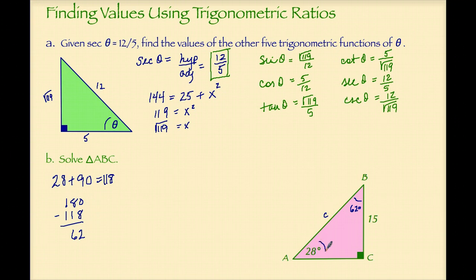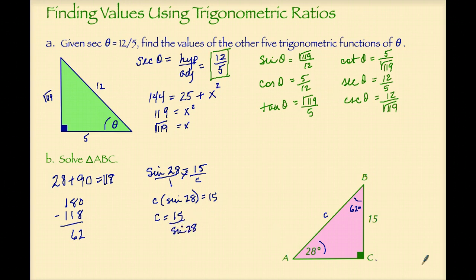And in reference to the angle 28, the side opposite and the hypotenuse gives us the sine ratio. So let's use sine of 28 is equal to 15, the opposite side, over c, the hypotenuse. Given this relationship, we'll be able to solve for c. First, cross multiply. We'll have c times sine of 28 is equal to 15, and we can solve for c by dividing by sine of 28.